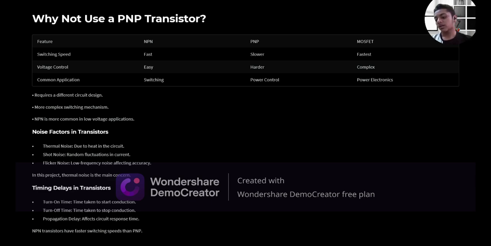Timing delay in a transistor. Turn on time is the time taken to start conduction, and turn off time is the time taken to stop conduction, and propagation delay affects circuit response time. An NPN transistor has faster switching speed than PNP.